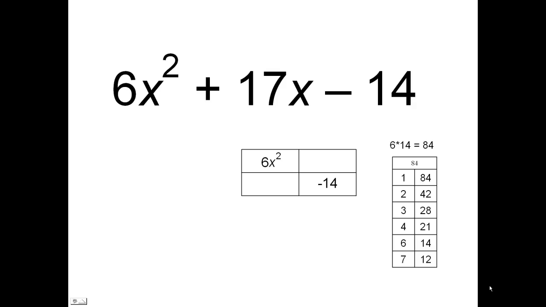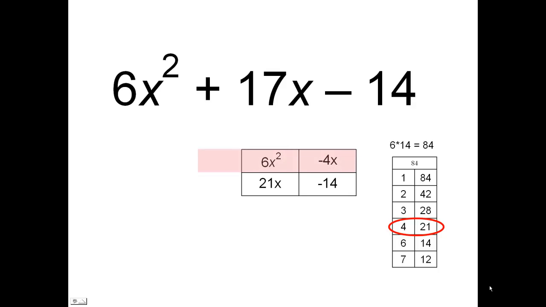So, because the 14 is negative, we know that these two terms have to have different signs, one positive and one negative. So we're looking for two numbers that will subtract to give us 17. And it turns out that 4 and 21 will subtract to give us 17. Because 17 is positive, we know that the 21 must be positive, and therefore the 4 must be negative. So we put those in our tables and we put the x with it, and then we start to factor.